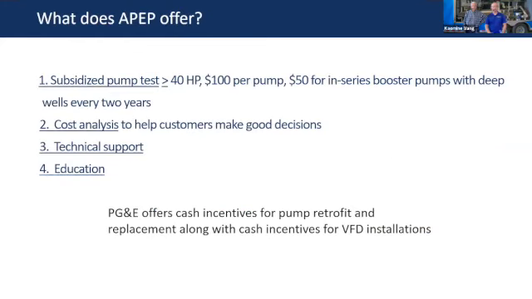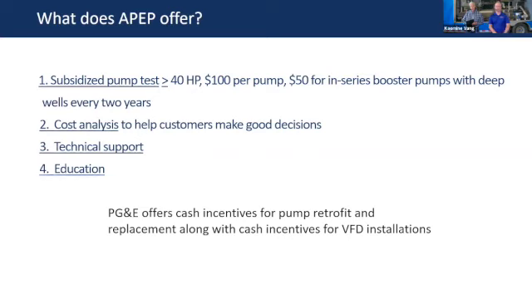So what do we offer? The APEP program, or Advanced Pumping Efficiency Program, offers subsidized pump testing for motors and pumps over 40 horsepower. We provide a $100 rebate for each pump that is tested, and for smaller in-series booster pumps, we provide a $50 rebate. This goes for every 2 years or so. This program has been going on for over 20 years, so we've done over 30,000 pumps.